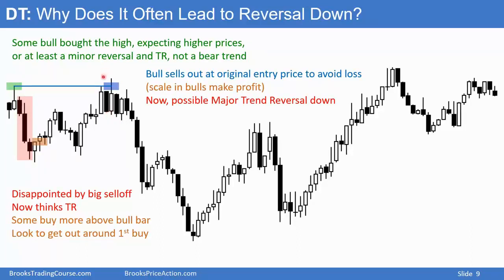Once it gets up there and reverses, traders are starting to think that this could be a major trend reversal down. If enough bulls sell and enough bears sell, instead of a trading range, the market could form a major trend reversal. Again, it's reversing around the prior high. This is a slightly higher high, but it's a double top major trend reversal, a slightly higher high major trend reversal.